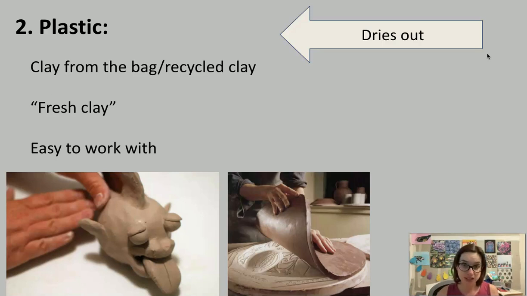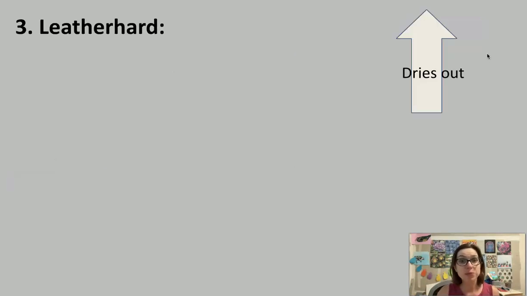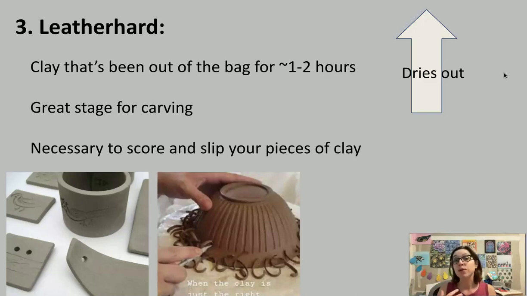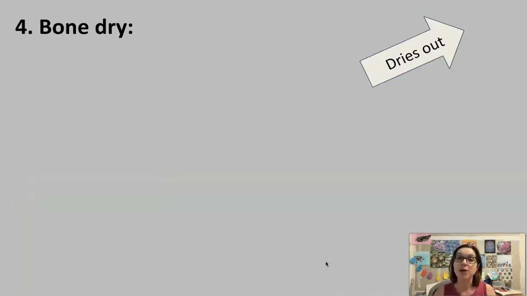Now when we let that plastic clay dry out a little bit more, it becomes leather hard. Now leather hard, we sometimes need it to be leather hard. It's clay that's been outside of the bag for 1 to 2 hours. This is a great stage for carving, like you can see right here, right? We can carve into the clay without poking a hole in it. The form isn't gonna mess around too much. And we can still score and slip our clay when it's at the leather hard stage because it still has some moisture.